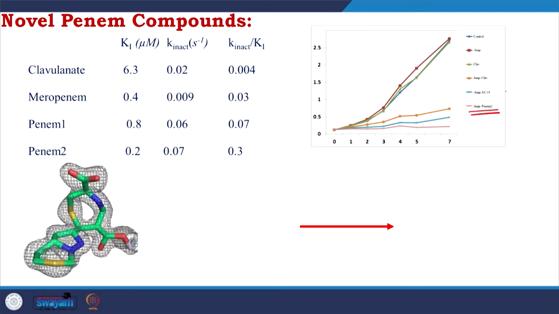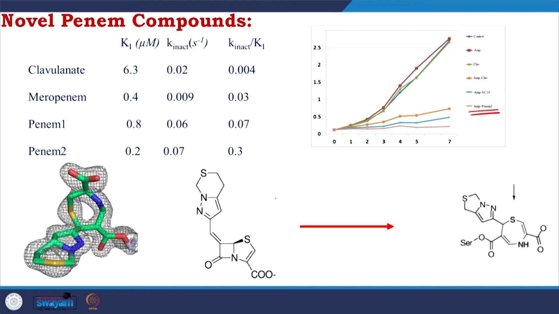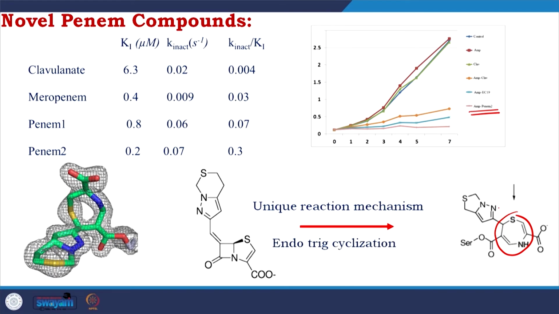We have crystallized penem 2, and very interestingly, if you see, the drug now converted, there is a change and it converted to a 7-membered ring. It is a unique reaction mechanism, and we propose this as an endo-trig cyclization. So, it is an extended cyclization making the 7-membered ring. You will clearly see the presence of a beautiful 7-membered ring here.